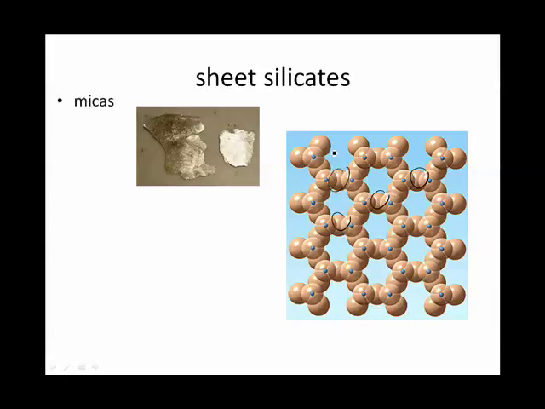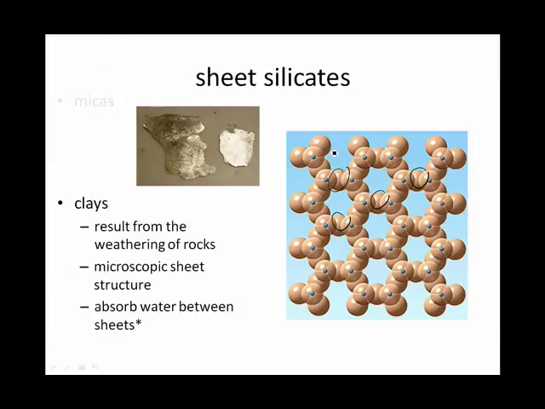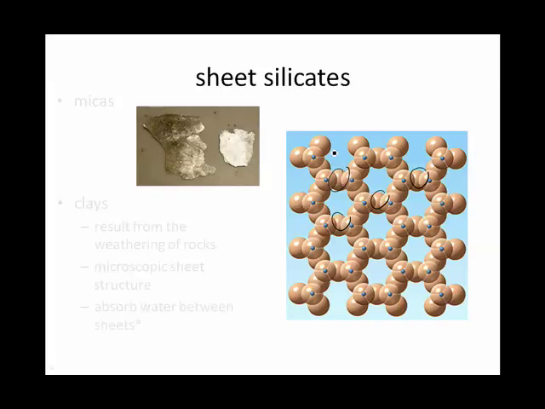Mica is a great example of a sheet silicate. Clays are also sheet silicates. They result from the weathering of rocks. And although you can't see the sheets in a clay the way you can in mica, they are there and they're microscopic. And the important thing about clay sheets is that they absorb water between the sheets, giving them the ability to expand and contract.